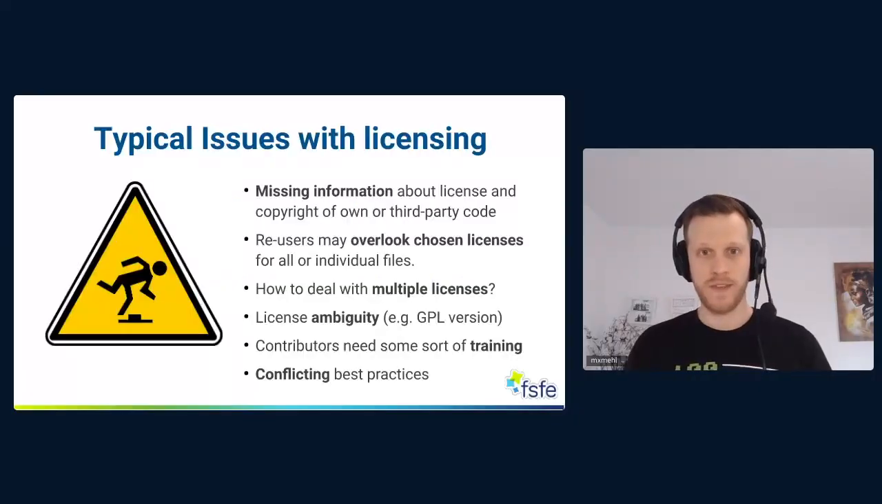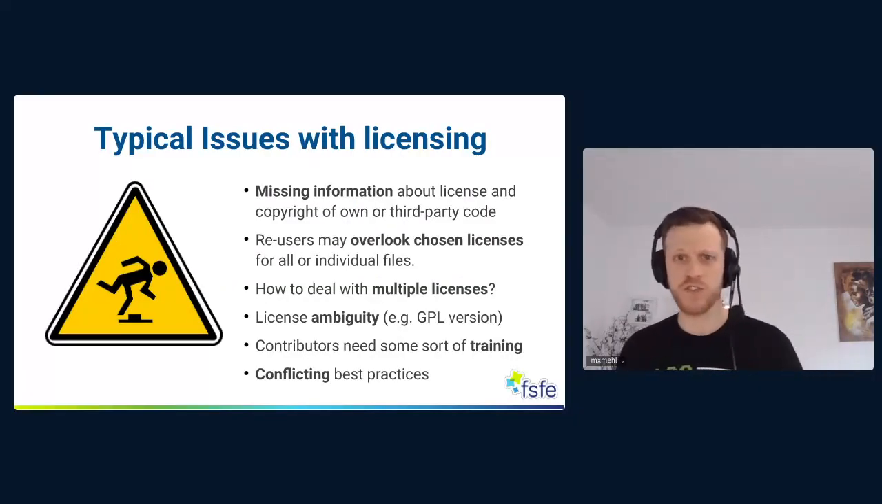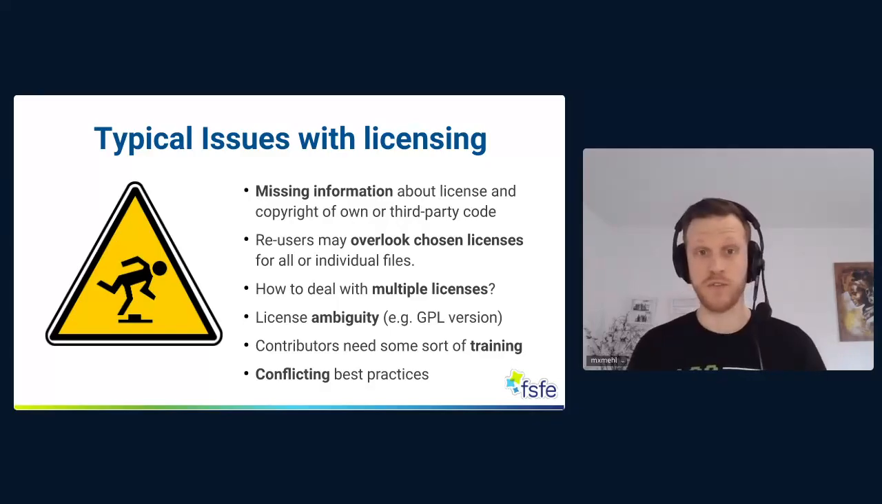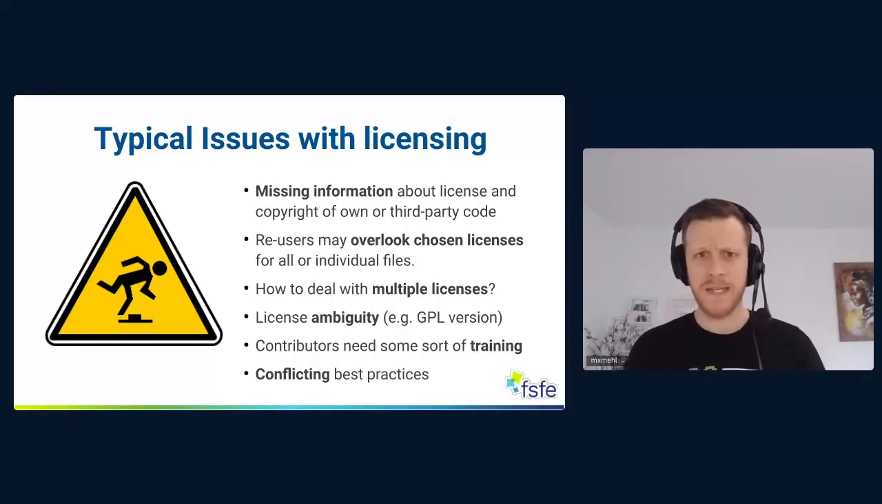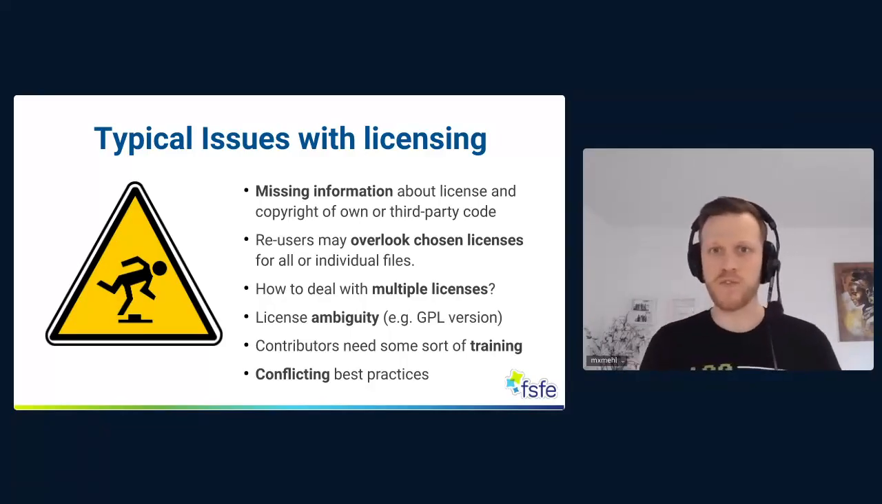So what are these typical issues with licensing, especially free software licensing? It's often the case that people lack information about the license and copyright of their own code or of third-party code. What do I mean by that? Third-party code is a little bit easier. Say you want to reuse someone else's code, which is completely fine if the conditions are met. You should be aware of their licensing choice, whether it's compatible, whether it's actually free software. And often this is quite hard to find out.